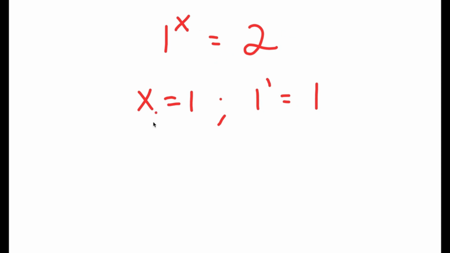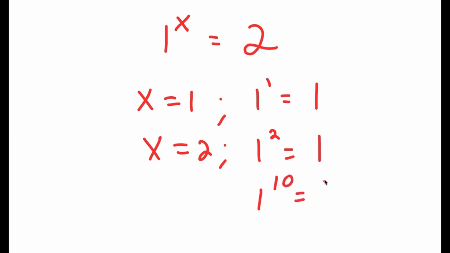Alright, so in this video, I'm going to solve the equation 1 to the power of x is equal to 2. So, before we even start solving this, if, let's say x is equal to 1, then I have 1 to the power of 1, which is equal to 1. And if x is equal to 2, then I have 1 to the power of 2, which is also equal to 1. And you can go even 1 to the power of 10 is still equal to 1. So you may be thinking, what possible value of x can make 1 to the power of x equal to 2? So let's try solving this.